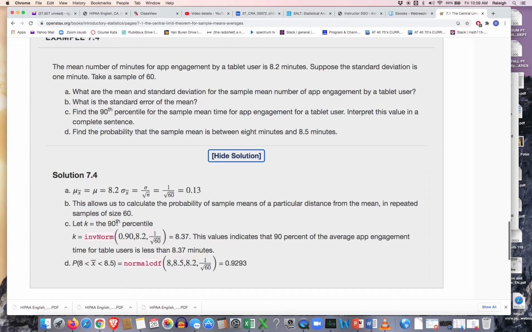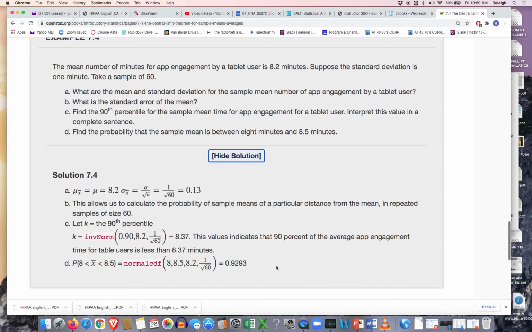The motion is multiplied 60-fold, in other words. Now find the probability that the sample mean is between 8 and 8.5 minutes. This straddles the line between the mean. I've drawn a sketch. I wish I could show it to you, but as I try to draw it out for you here, 8.2 would be in the middle, and 8 would be on the left side, and 8.5 would be on the right side. So you're straddling the middle.